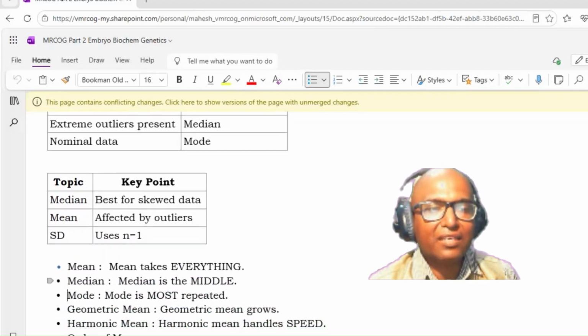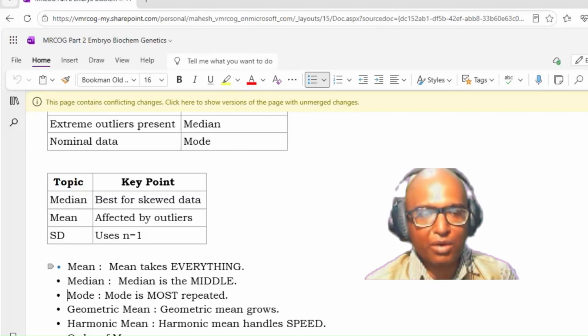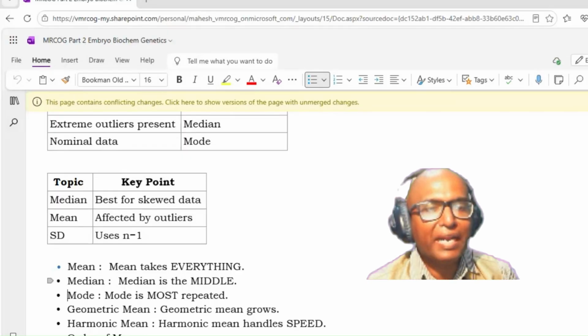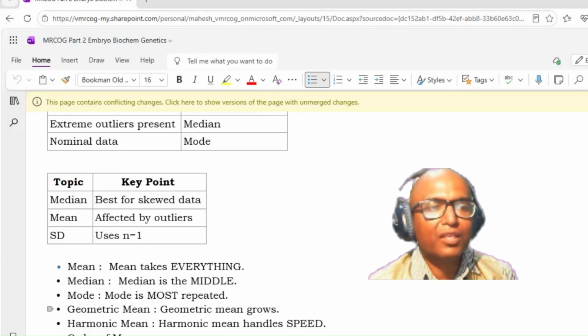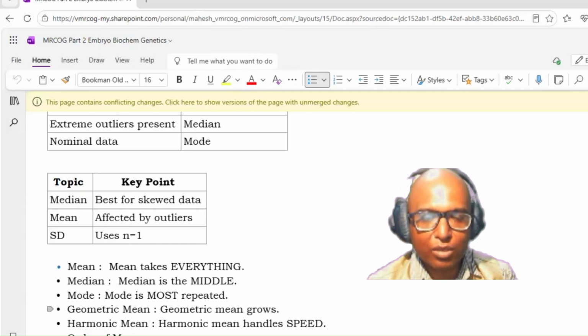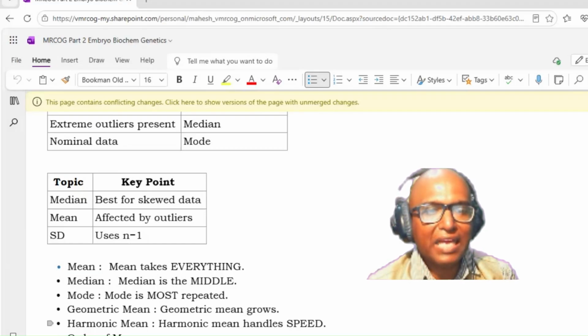Okay. So the mean takes everything, that means all observations are taken into account when you calculate the mean. The median is the positional average, so it is the middle of the data set. The mode is the most repeated. Then the geometric mean is for growth. So when we are discussing some growth, you go for the geometric mean. The harmonic mean handles speed. So if we are dealing with speed, go for the harmonic mean.